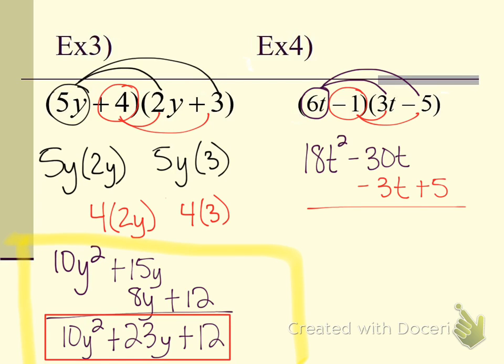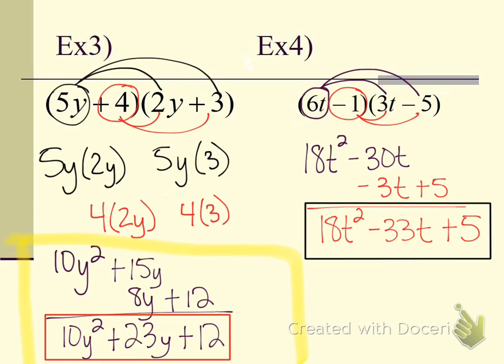When we go to combine like terms, there's nothing to combine with 18t squared. Negative 30t minus 3t, negative 33t. And on the end, we've got plus 5, nothing to combine to it. So there's our answer. This work or some version of it is what I would expect to see.